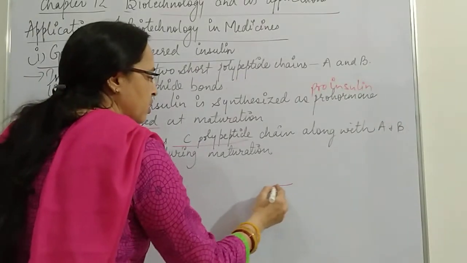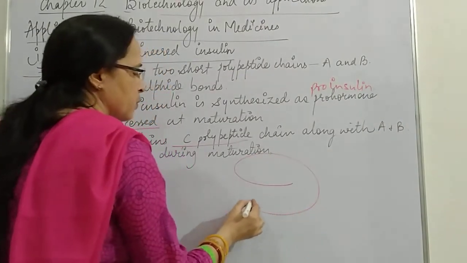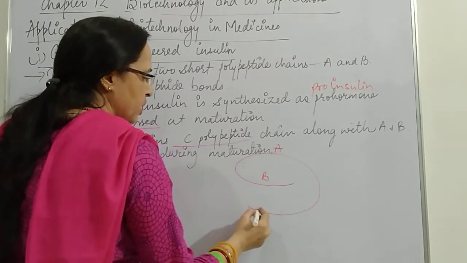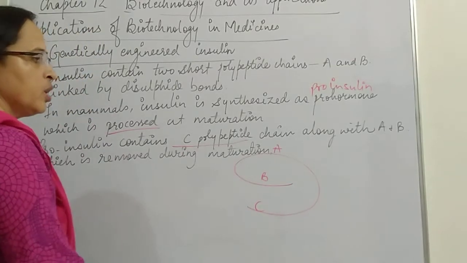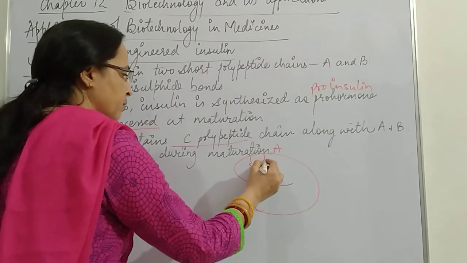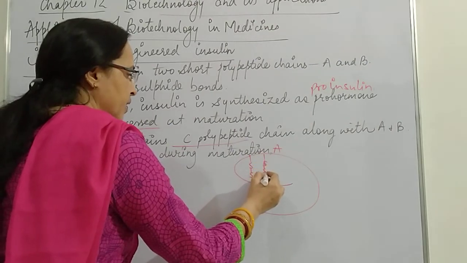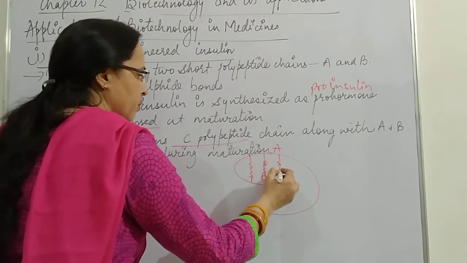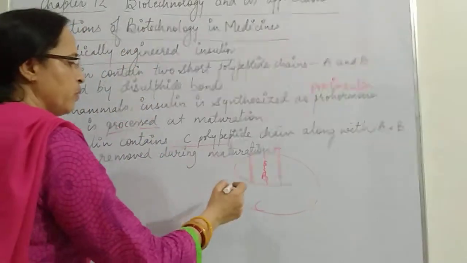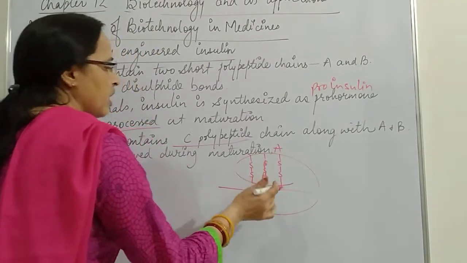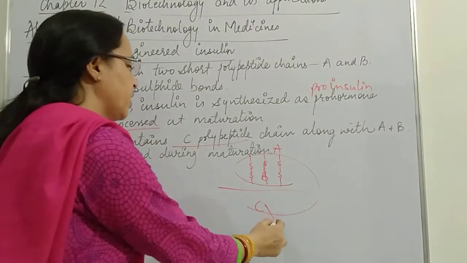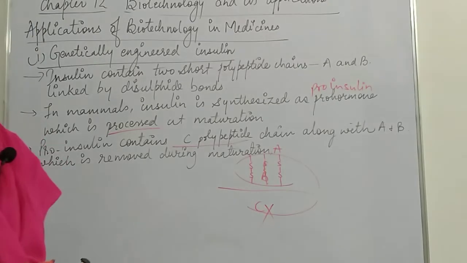That means if I draw the diagram of insulin, it is in this way. This is A chain, this is B chain, and this is C chain. So what will happen? Disulfide bonding occurs between A and B, and the C chain is removed. Now this becomes the active insulin, and the C chain is removed after processing.